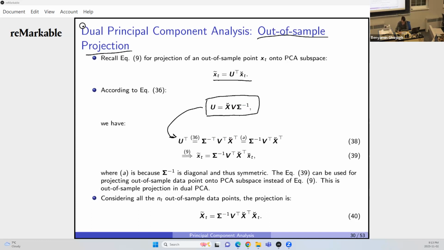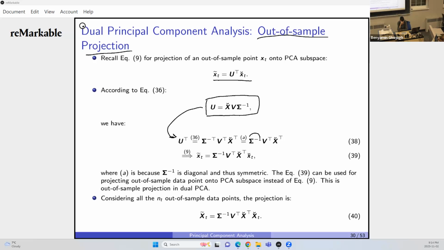Sigma inverse. Sigma is a diagonal matrix, right? Because it's singular values. Sigma inverse is also a diagonal matrix. According to linear algebra, its diagonal elements are reciprocal. So sigma inverse is symmetric because it's diagonal. As a result, sigma inverse transpose is sigma inverse. Okay.